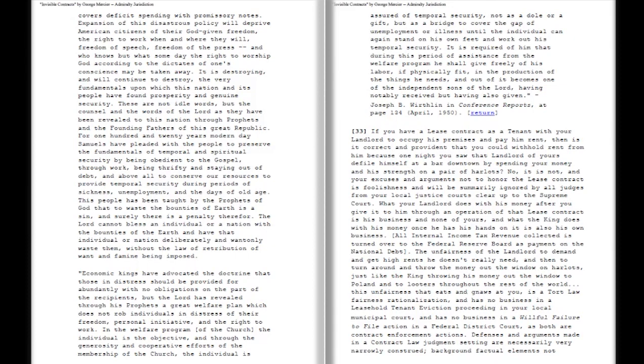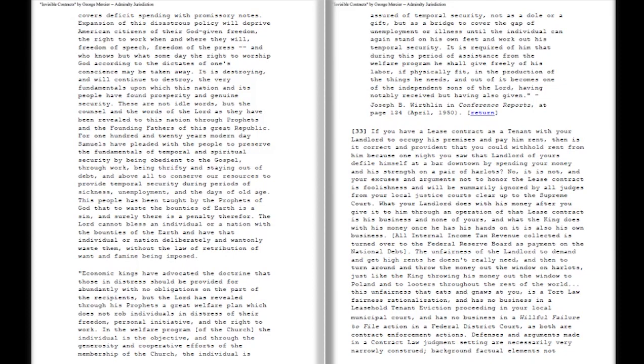For 120 years modern day Samuels have pleaded with the people to preserve the fundamentals of temporal and spiritual security by being obedient to the gospel, through work, being thrifty and staying out of debt, and above all to conserve our resources to provide temporal security during periods of sickness, unemployment, and the days of old age. This people has been taught by the prophets of God that to waste the bounties of earth is a sin, and surely there is a penalty therefore. The Lord cannot bless an individual or a nation with the bounties of the earth and have that individual or nation deliberately and wantonly waste them, without the law of retribution of want and famine being imposed.